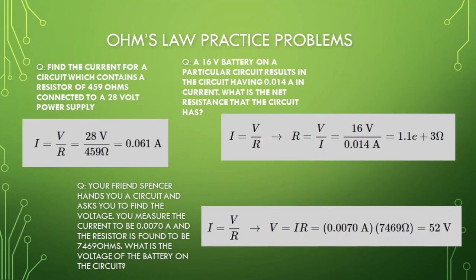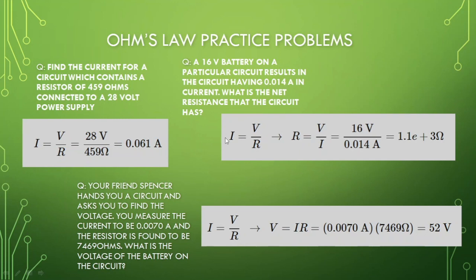On the next slide, here are some Ohm's law practice problems. We're not going to spend a lot of time on this, but it's pretty easy. The first one: find the current for a circuit which contains a resistor of 459 ohms connected to a 28-volt power supply. Here's your equation. You're looking for I, the current. The voltage is 28 volts, the resistance is 459 ohms. If you solve that, your current is 0.061 amps. Amps is what's used to measure current.